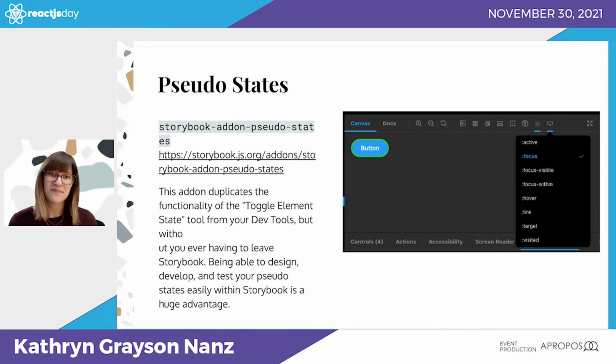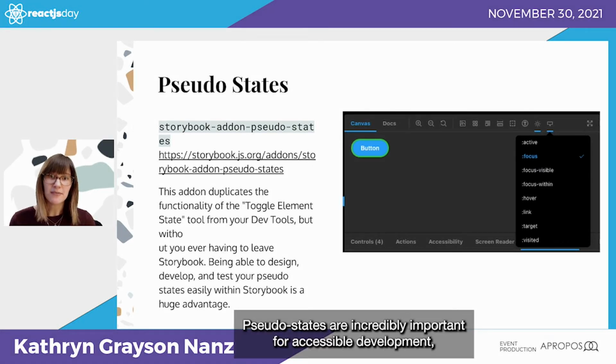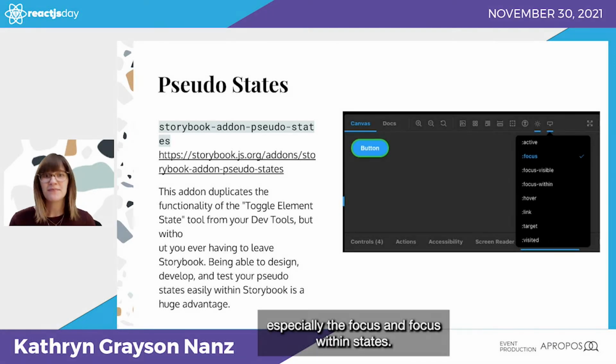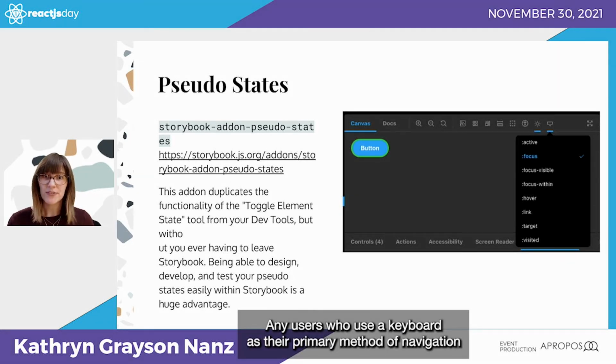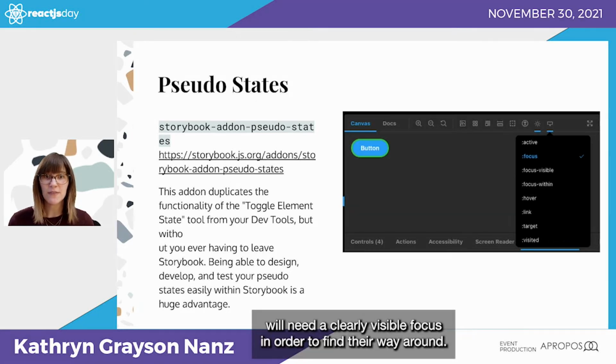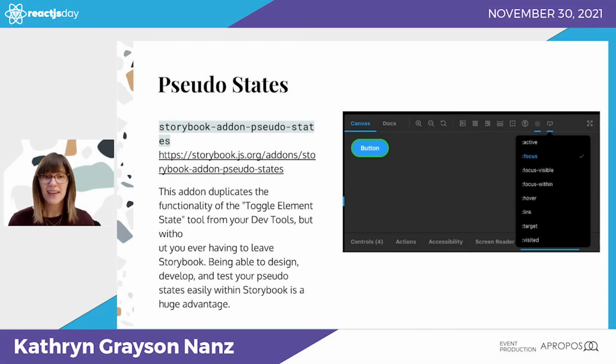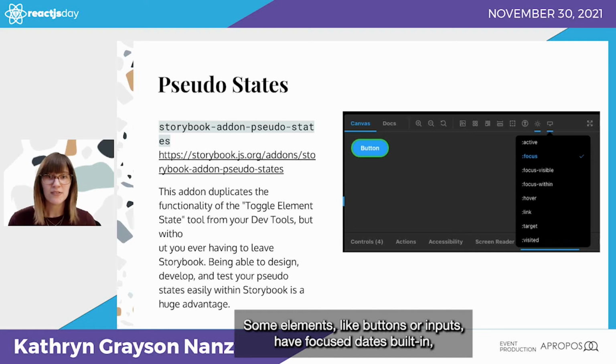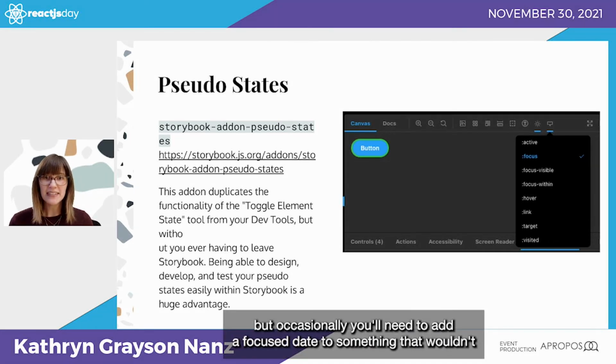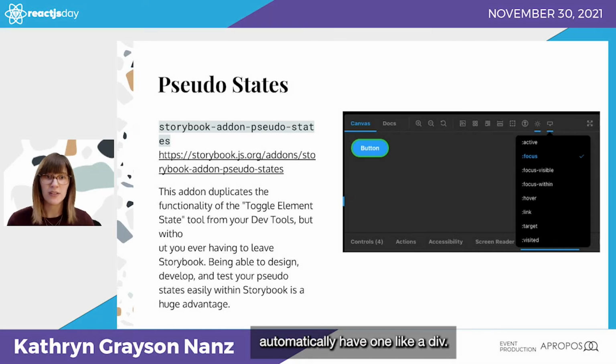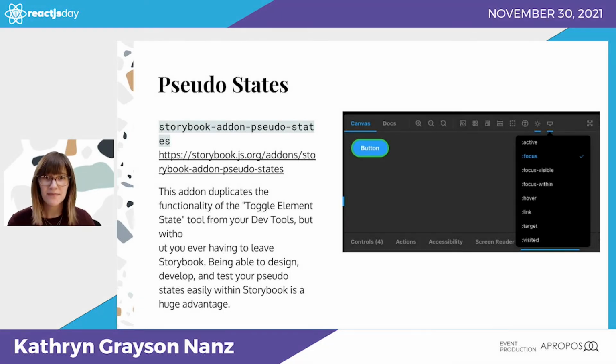Pseudostates are incredibly important for accessible development, especially the focus and focus within states. Any users who use a keyboard as their primary method of navigation will need a clearly visible focus in order to find their way around. Some elements, like buttons or inputs, have focus states built in, but occasionally you'll need to add a focus state to something that wouldn't automatically have one, like a div.